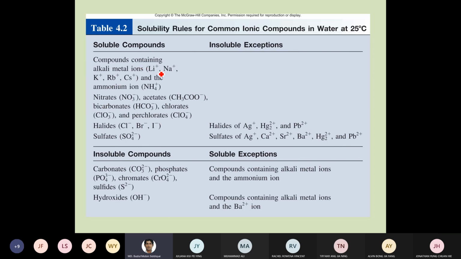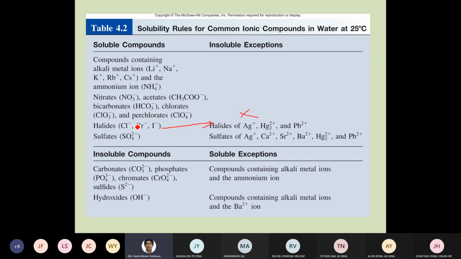But there is an exception, right? Chemistry. So there are silver, mercury, and lead. When there are halides of silver, mercury, and lead, they will not be soluble.